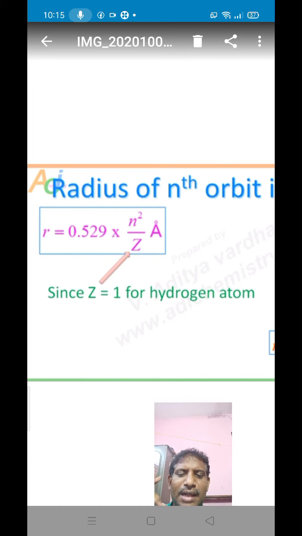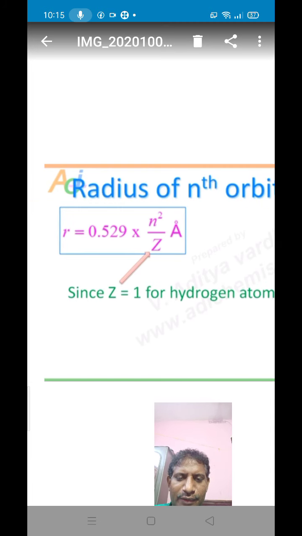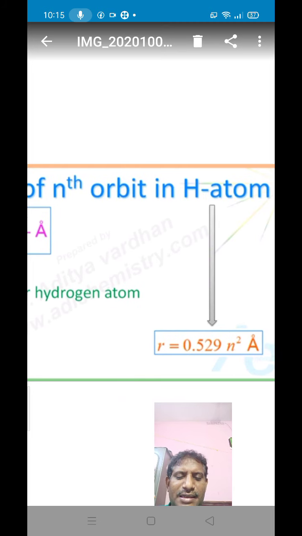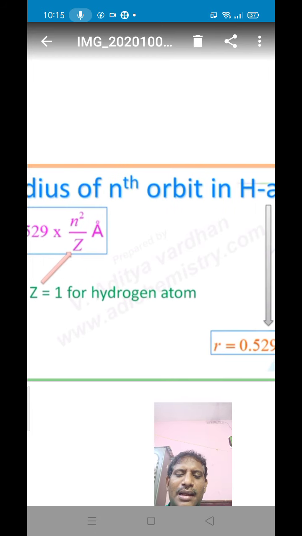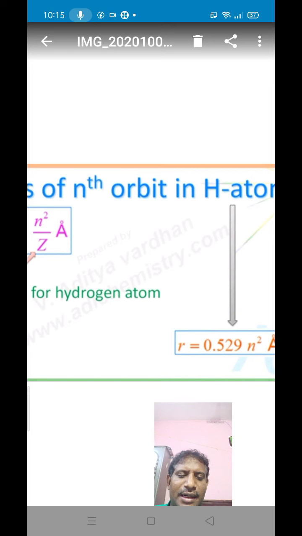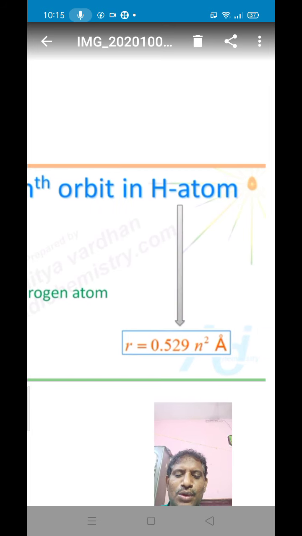It is expressed in angstrom units, where n represents the orbit number and Z represents the atomic number. Since for hydrogen atom the atomic number Z is equal to 1, therefore the radius of the first orbit for hydrogen atom is r is equal to 0.529 into n square angstrom units.